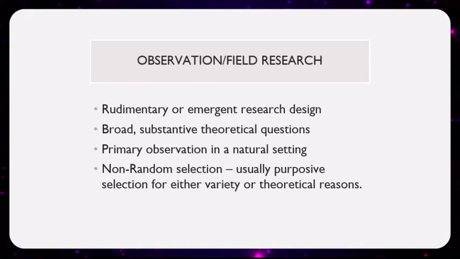Field research or observation, like other forms of qualitative research, tends to be more toward the rudimentary or emergent research design side. It typically tackles broad, substantive theoretical questions and can be used for exploratory or explanatory work. It consists of primary observation in a natural setting and uses non-random selection, usually purposive or perhaps convenient sampling, for either a variety of reasons or theoretical reasons.